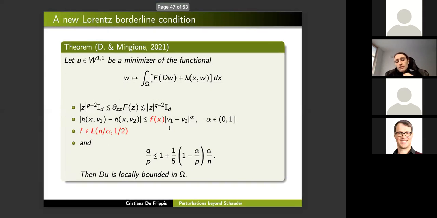What happens if, in the very same framework, I slightly modify the requirement on this oscillation by asking that it is measured by the distance of V1 and V2 to some power alpha, multiplied by a function that belongs to a suitable Lorentz space, L(n/α, 1/2)? Under the very same bound, I can prove that the gradient is locally bounded. So this can be seen as a non-differentiable Stein theorem in the non-uniform elliptic setting.